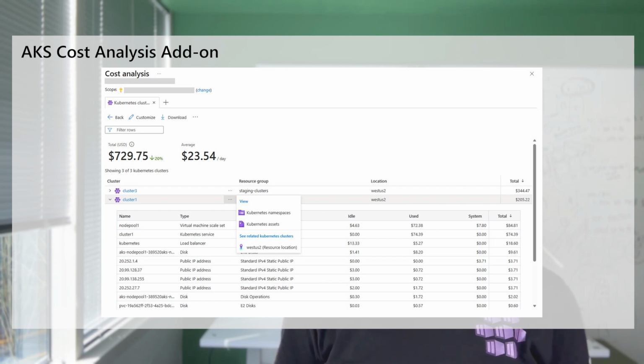With AKS Cost Analysis, you can also drill into specific compute, network, and storage resource costs within a cluster to see how much of the cost is attributed to running apps versus running system-related processes versus idle costs. High idle is often a good indicator of optimization opportunities. Maybe there's a more cost-effective SKU, or maybe your pods are requesting more CPU and memory resources than they actually need, leading to overallocation, poor bin packing, and resource wastage.